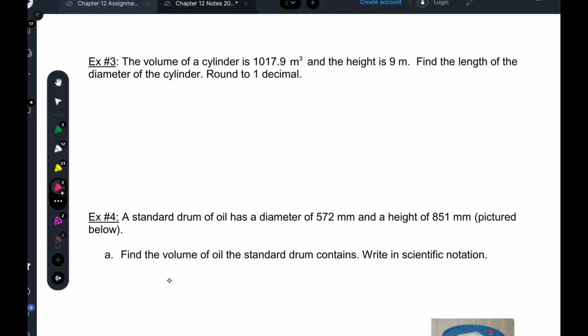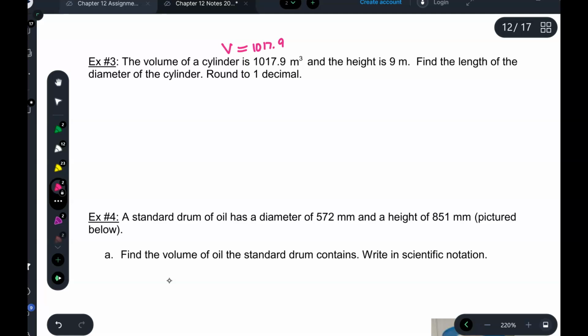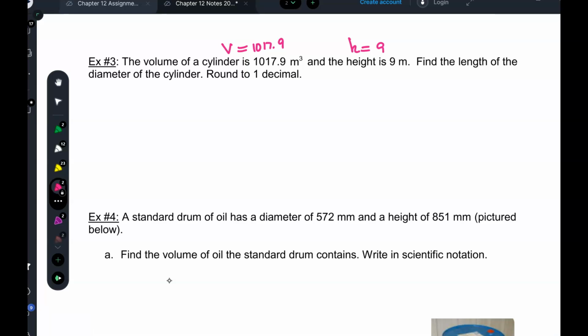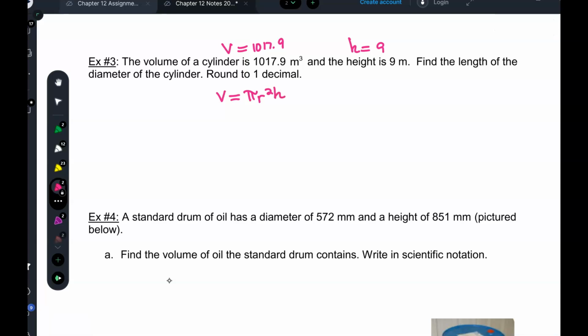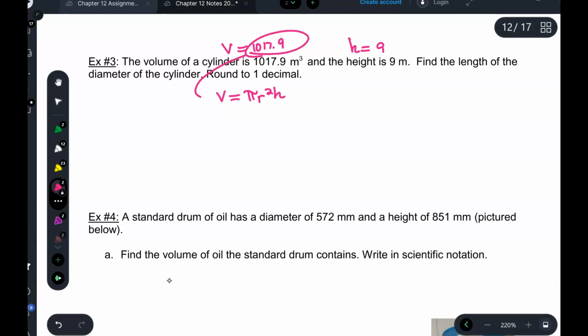Okay, now the volume of a cylinder is given as 1,117.9 cubic meters, and we know the height. So here, volume is this, and the height is 9 meters. Can you just do 1,117.9 equals pi times d? Well, hold on. It's saying the volume. What's the volume formula? V equals pi r squared times h. So we're going to plug this in for V. So 1,117.9 equals pi r squared times 9.